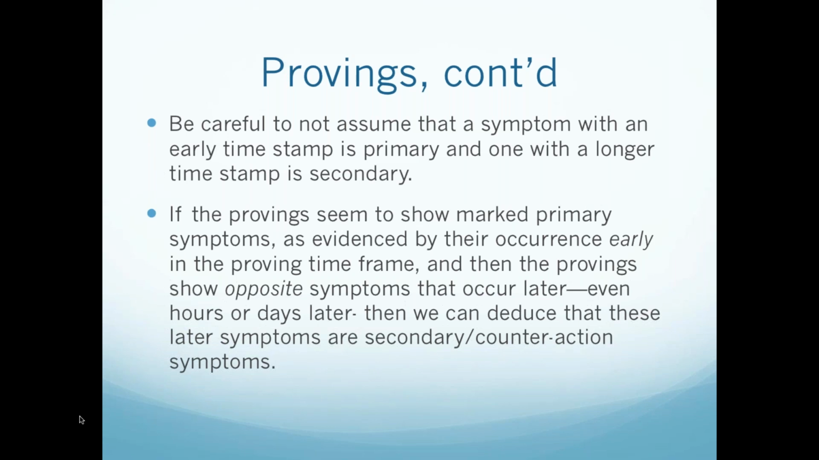So if the provings seem to show marked primary symptoms as evidenced by their occurrence early in the proving time frame, and then the provings show opposite symptoms that occur later, which could be hours later or it could be days later, then we can deduce that these later symptoms are secondary or counteraction symptoms.